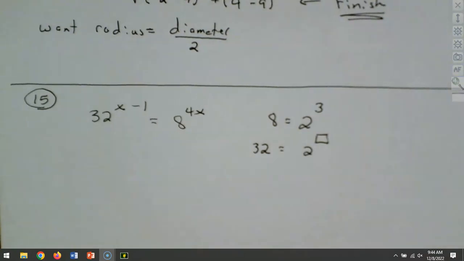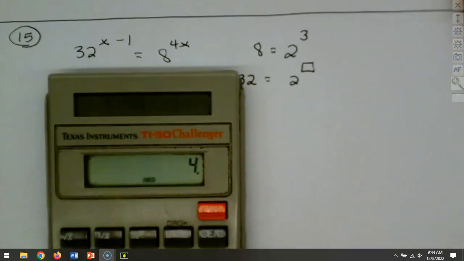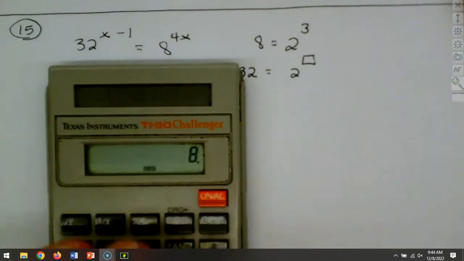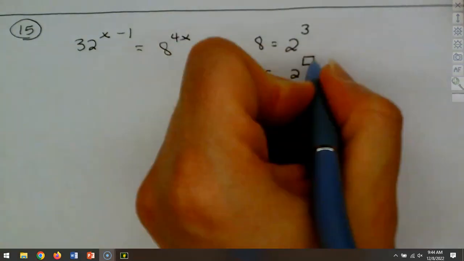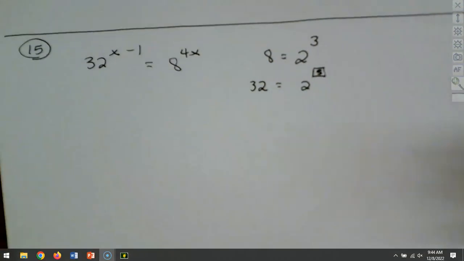32 is equal to 2 to the what power? Well, let's try it and see. Okay, 2 squared is 4. That doesn't work, right? 2 to the third power is 8. Doesn't work. 2 to the fourth power is going to be 16, right? Doesn't work. But what about 2 to the fifth power? Well, 2 to the fifth power is what? 32. So now we have them, and they have the same base of 2.